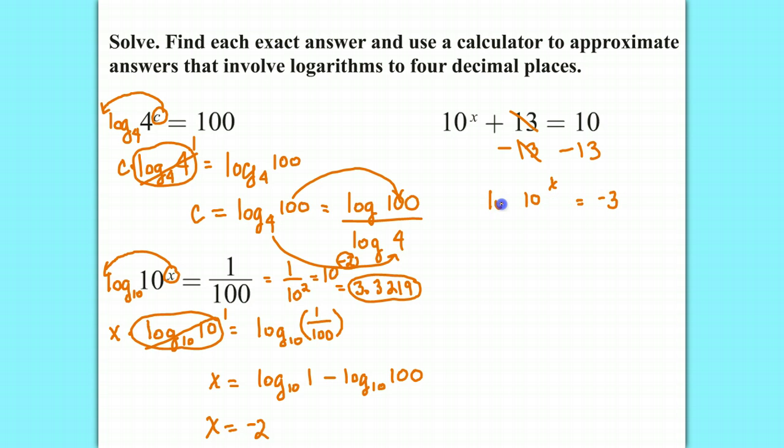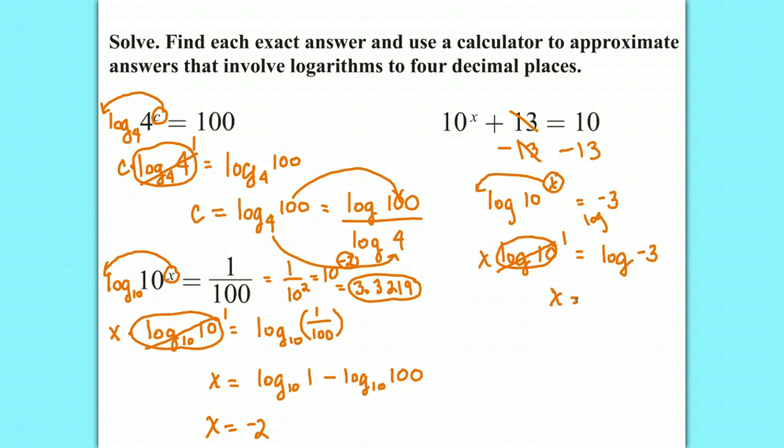And then proceed like I did on the last two. I'm going to do log on this side and then also over here. So I would bring the x down in front. x times log base 10 of 10 equals log base 10 of negative 3. And then again, log base 10 of 10 cancels out, becomes 1. I get x is equal to log base 10 of negative 3.